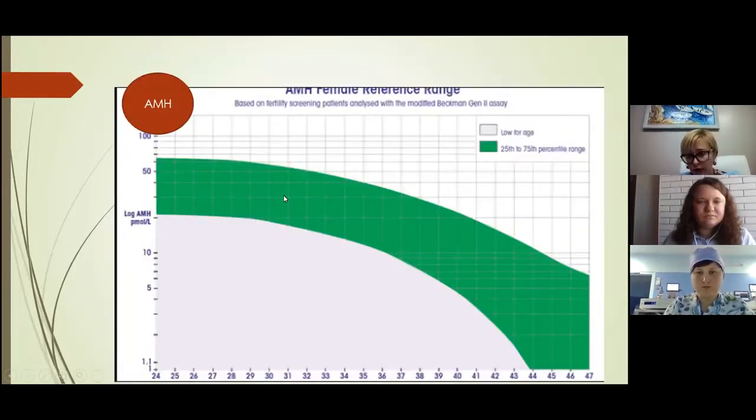Anti-Mullerian hormone, as we can see, decreases progressively with age and becomes mostly zero around the age of menopause, around 52 years old.